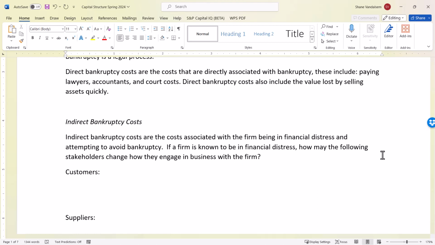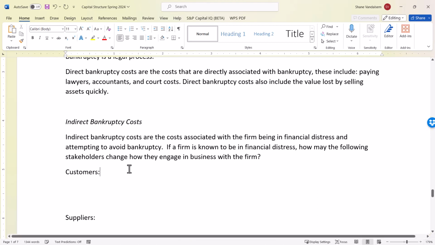So I mentioned General Motors back in 2008. The customers in that case cared because there is a warranty on the vehicle, and so there's a continuing relationship. The threat of financial distress may turn some customers away if engaging in business with the company in financial distress requires a longer-term relationship.